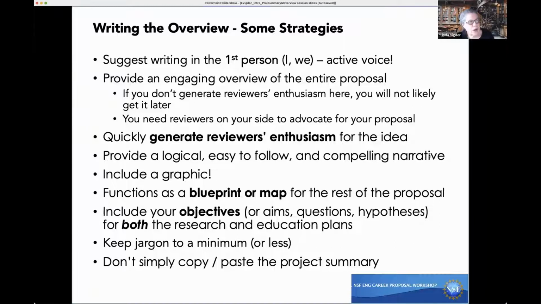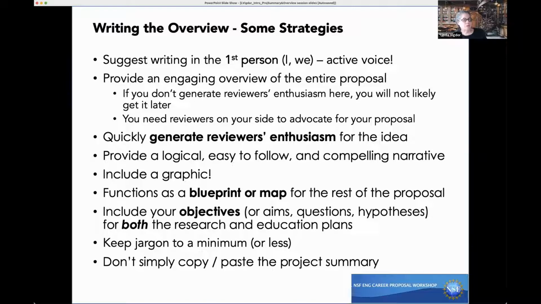So here are a few strategies for writing this. I recommend writing it in the first person, which is I or we. Scientists sometimes have difficulty getting out of the third person. But one thing about the first person is that it is an active voice, and an active voice generates more confidence, and it really is a more engaging way to read a proposal.